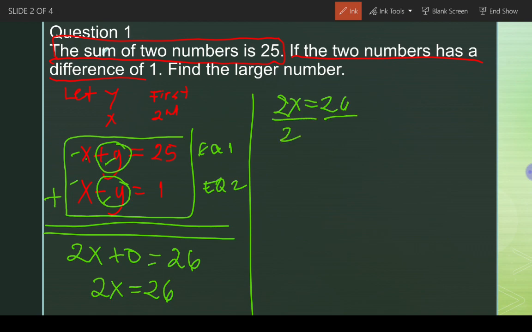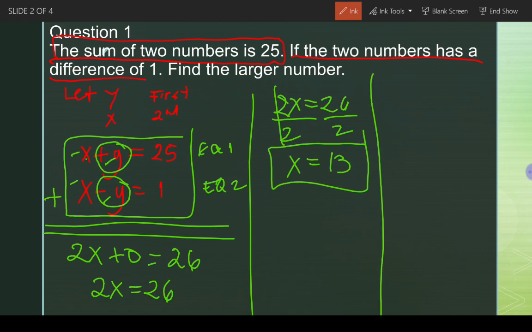Divide natin both sides by 2 para ma-cancel natin yung 2 dyan. So, we have x is equal to 13. So, the value of x will be 13. Now, kailangan natin yung value ng y. So, what will be the value of y? So, kunin natin kahit isa sa kanila, either equation 1 or equation 2. So, we have x plus y is equal to 25. And then we are going to plug in the value of x. We have 13 plus y is equal to 25.